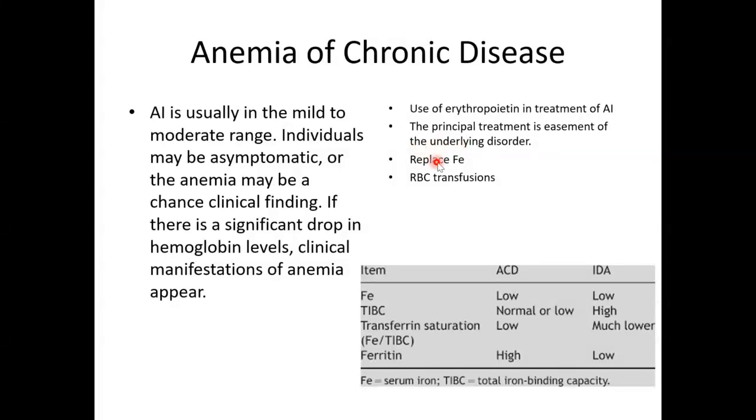But in the meantime, we replace iron if iron needs to be replaced, and we can give red blood cell transfusions if that's something that needs to be done. This next part is not anything I want you to memorize. I just wanted to bring this up and show you the anemia of chronic disease and the iron deficiency anemia, and remember, these are some blood values that we talked about.